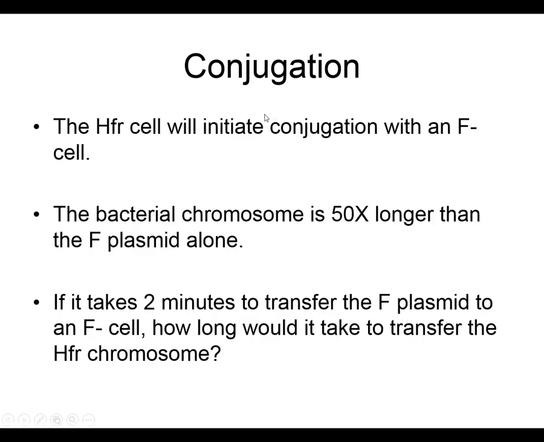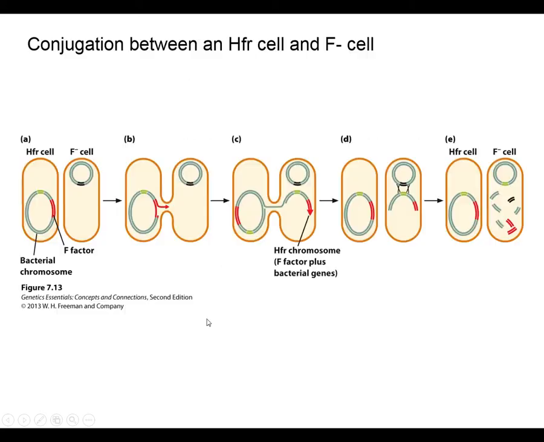HFR is like F plus, except HFR indicates that the F factor has actually connected directly with the chromosome. And just like with an F plus cell, an HFR cell will conjugate with an F minus cell. However, the transfer of the entire chromosome takes a lot longer than the transfer of the F plasmid by itself. And I asked the question, and it's true, it takes about 2 minutes to transfer an F plasmid to an F minus cell. How long would it take to transfer the HFR chromosome? Well, the HFR chromosome is 50 times longer, so it would take 50 times longer. If it takes 2 minutes, 50 times 2 is 100 minutes.